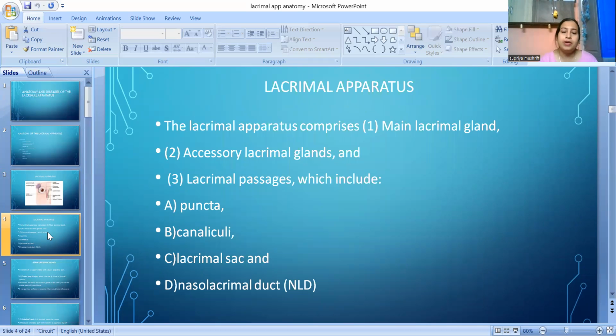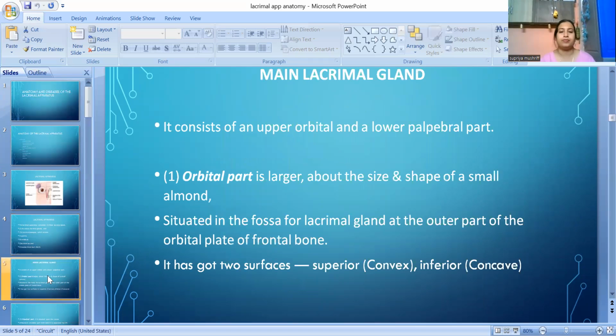So lacrimal apparatus comprises the main lacrimal gland, accessory lacrimal glands, and lacrimal passages, which include puncta, canaliculi, lacrimal sac, and nasolacrimal duct, as we have seen in the previous diagram. So the main lacrimal gland consists of an upper orbital and a lower palpebral part. The orbital part is larger, about the size and shape of a small almond, situated in the fossa for the lacrimal gland at the outer part of the orbital plate of the frontal bone. It has two surfaces, superior convex and inferior concave.